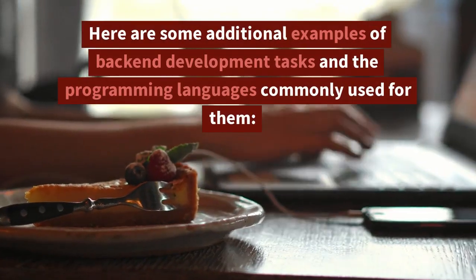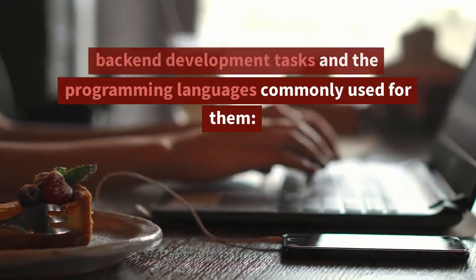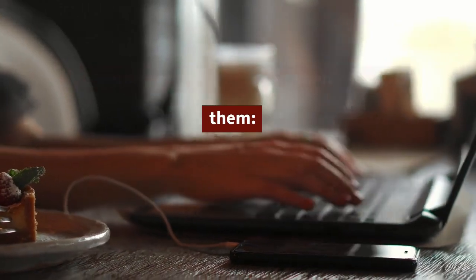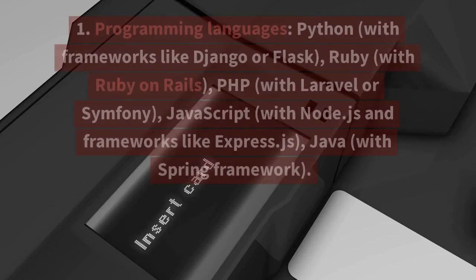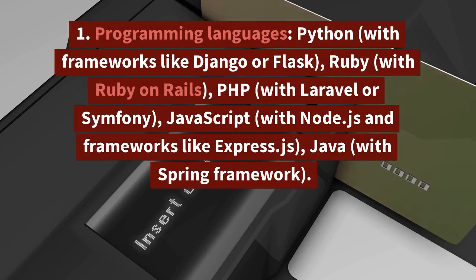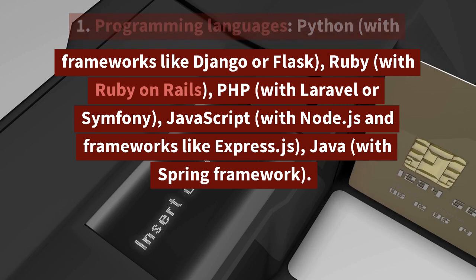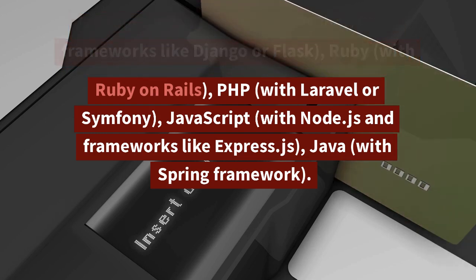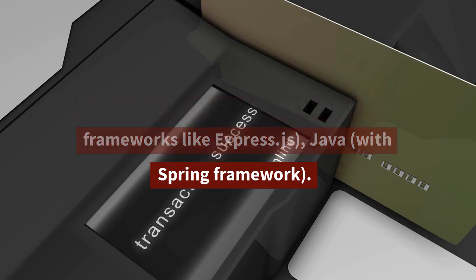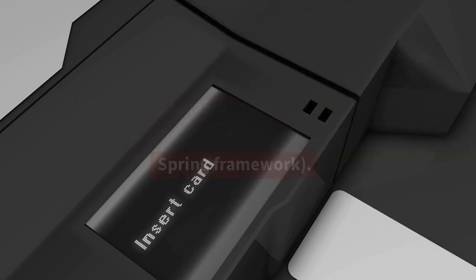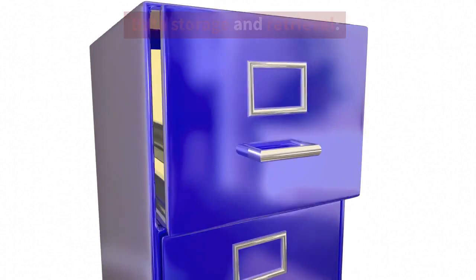Here are some additional examples of backend development tasks and the programming languages commonly used for them. User authentication and authorization. 1. Programming languages. Python, with frameworks like Django or Flask. Ruby, with Ruby on Rails. PHP, with Laravel or Symfony. JavaScript, with Node.js and frameworks like Express.js. Java, with Spring Framework.